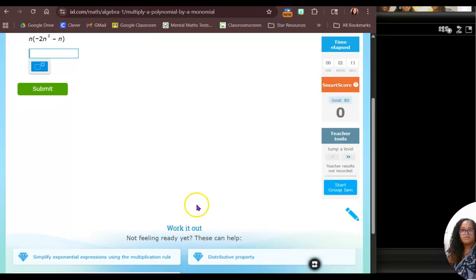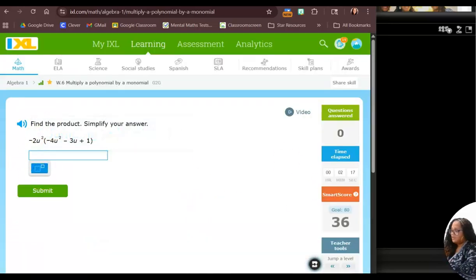Now let's go to a more rigorous question. Negative 2u squared times negative 4u squared minus 3u plus 1. Everybody gets its sign changed because remember when that leading term on the outside is negative, everybody's going to change their sign on the inside. I should end with a positive and a negative term. Then everything gets doubled because that's what this 2 means. So 2 times 4, 2 times 3, and 2 times 1. And then everyone's exponent is going to increase by 2. So this will be 2 plus 2, this will be 1 plus 2, and this will be 0 plus 2.